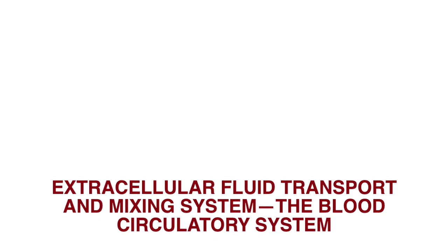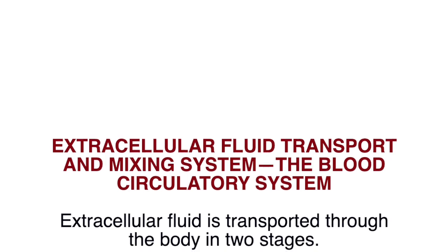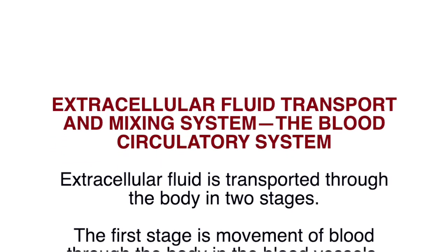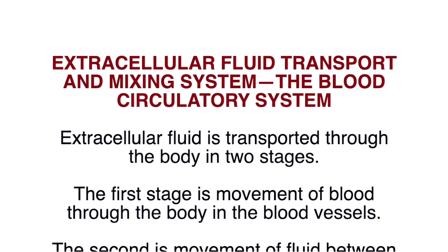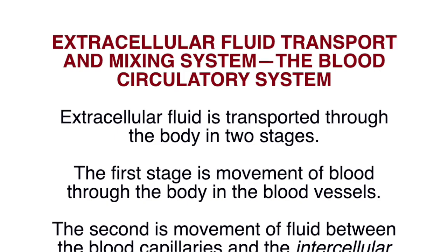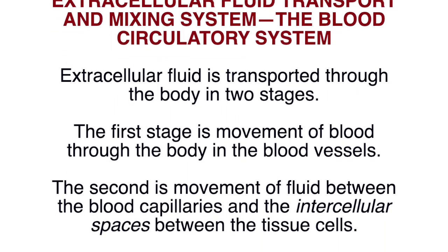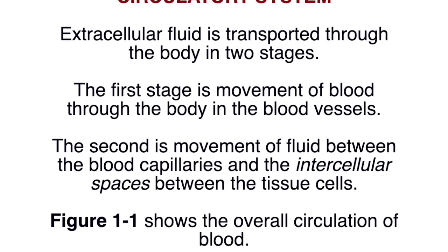Extracellular fluid transport and mixing system. The blood circulatory system. Extracellular fluid is transported through the body in 2 stages. The first stage is movement of blood through the body in the blood vessels. The second is movement of fluid between the blood capillaries and the intercellular spaces between the tissue cells. Figure 1.1 shows the overall circulation of blood.